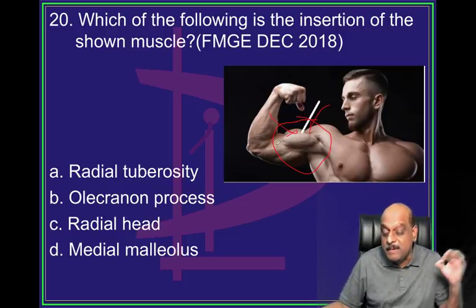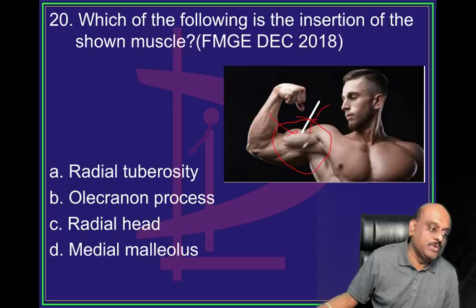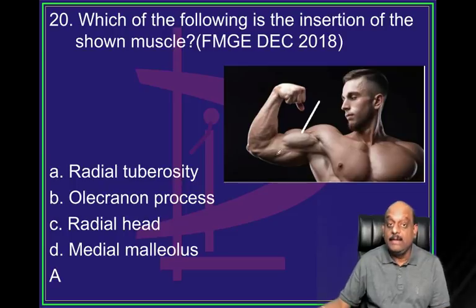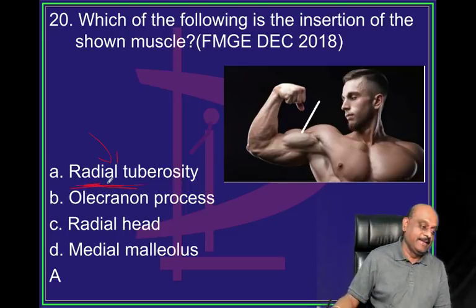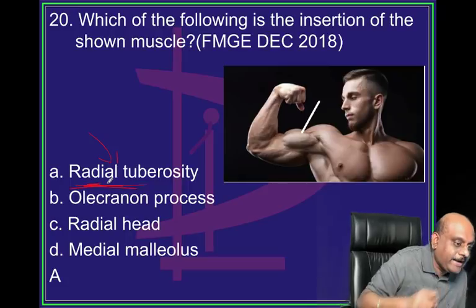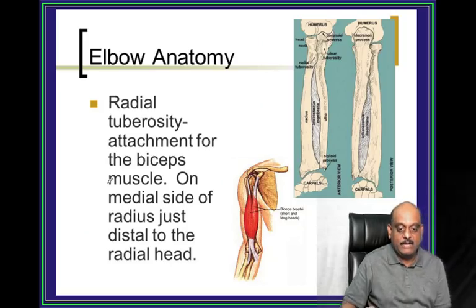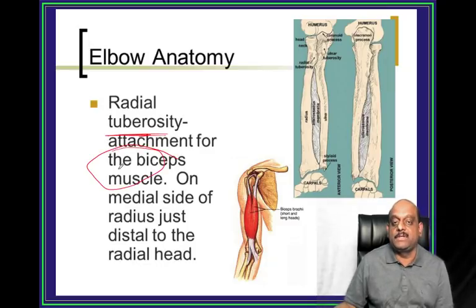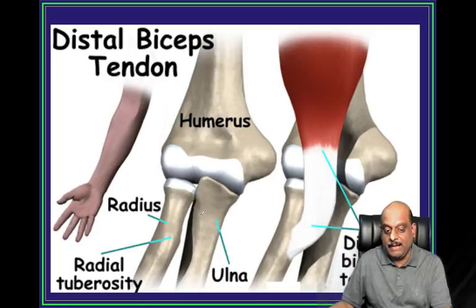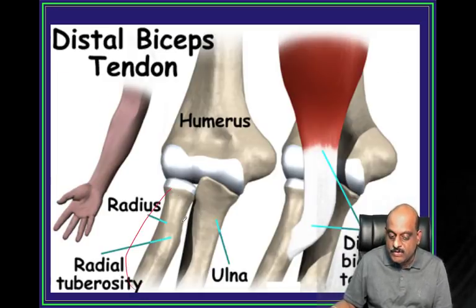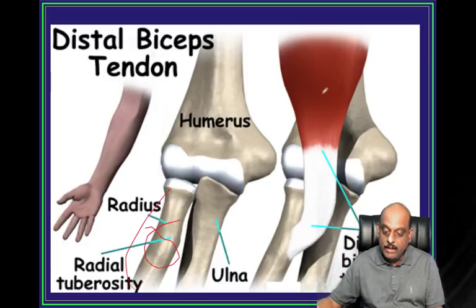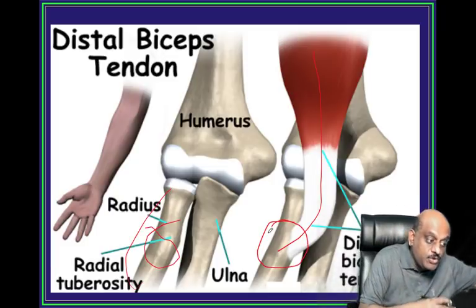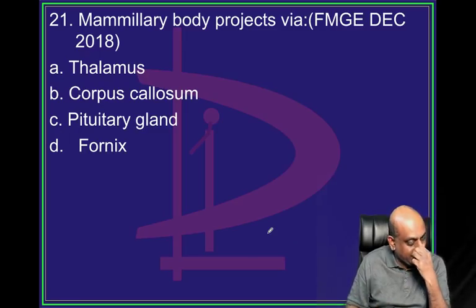So this muscle inserts into which part is the question? Keep punching the answers, doctor. Radial tuberosity. Radial tuberosity gives attachment to biceps, is what you need to remember. Typically the radius has a tuberosity, and the biceps tendon comes and inserts into that tuberosity. That is what the examiner is asking you.